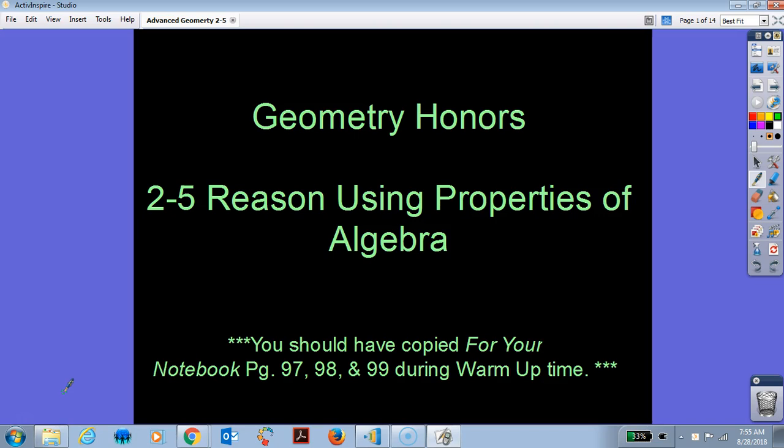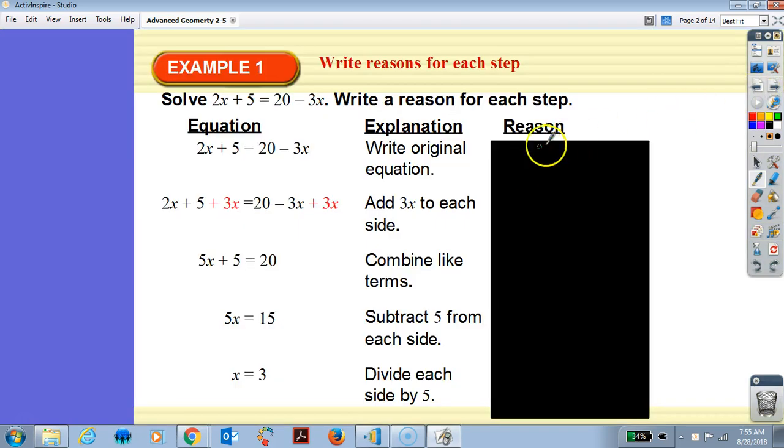You should have already copied the four-year notebooks on page 97, 98, and 99 during your warm-up time. So we're just going to get right into this. We are going to write reasons for each step. We're going to solve the multi-step equation, 2x plus 5 equals 20 minus 3x, and write a reason for each step. Basically we're getting into writing proofs, but this one is an algebraic proof, and we're just starting to show how we would write a proof.